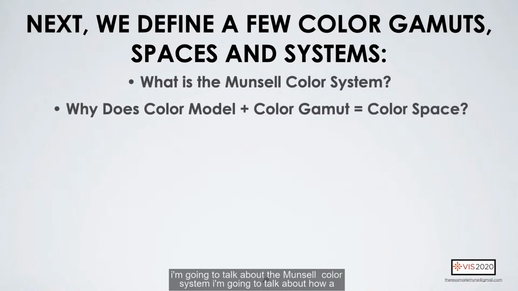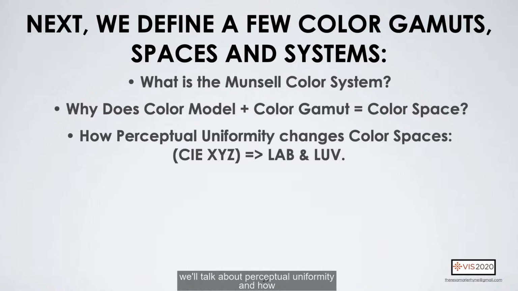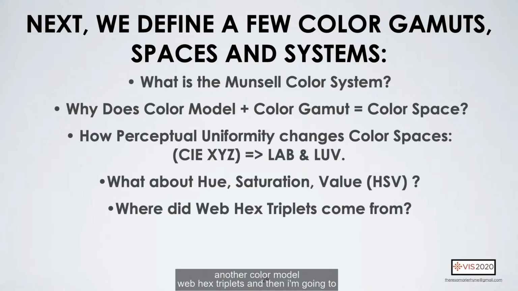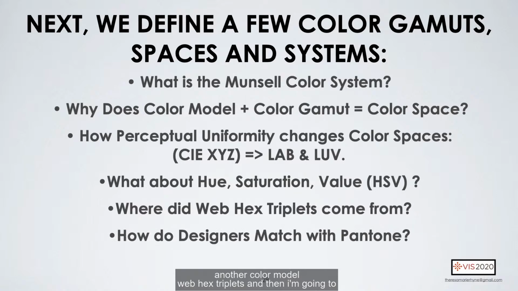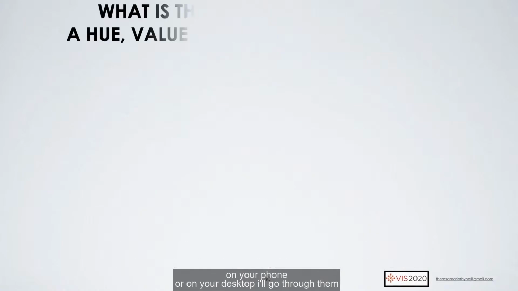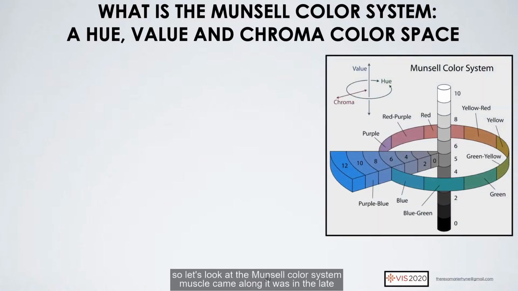I'm going to talk about the Munsell color system. I'm going to talk about how a color model and color gamut come together to make a color space. We'll talk about perceptual uniformity and how today we have CIE Lab and Luv. I'm going to talk about hue, saturation, and value, which is another color model. Web hex triplets. And then I'm going to talk about Pantone, which is a nice thing to know if you're going to deal with other designers. And yes, there are apps for all of this on your phone or on your desktop. I'll go through them. So let's look at the Munsell color system.